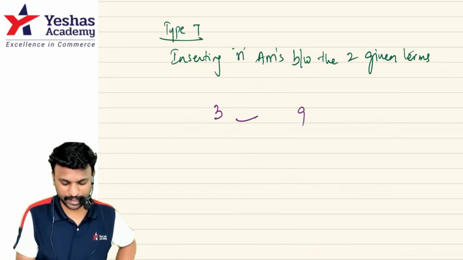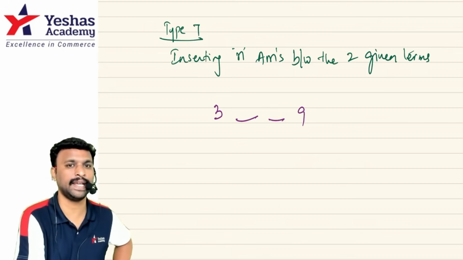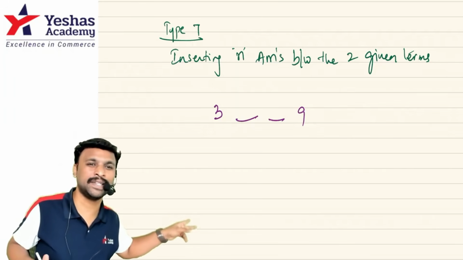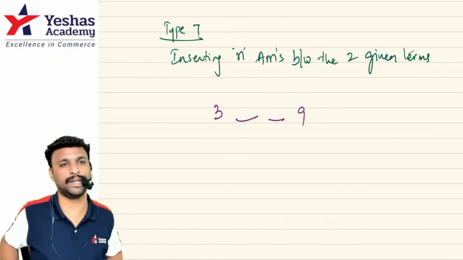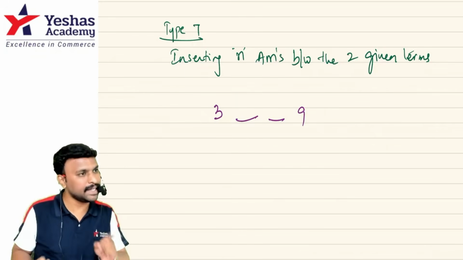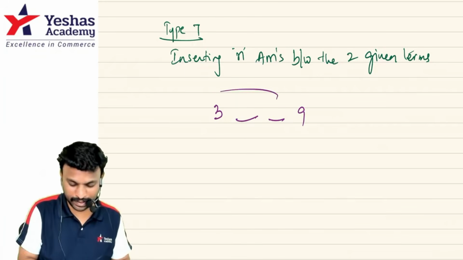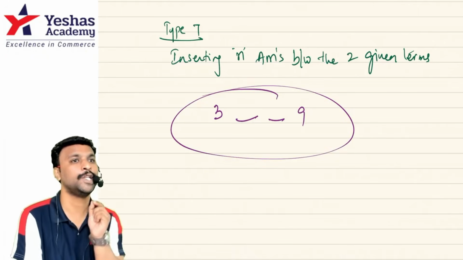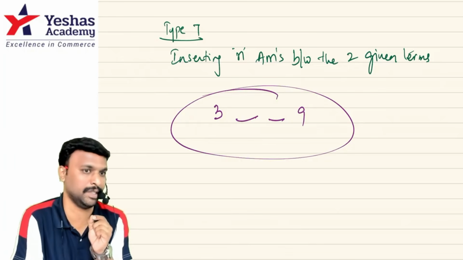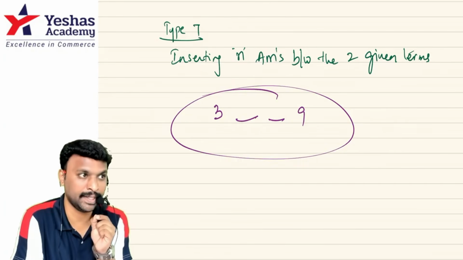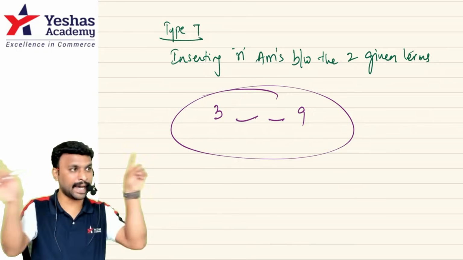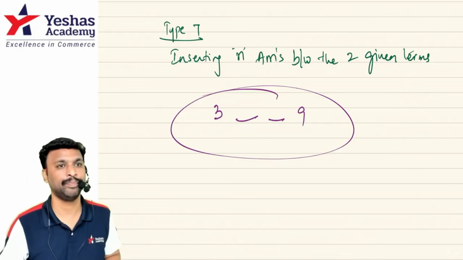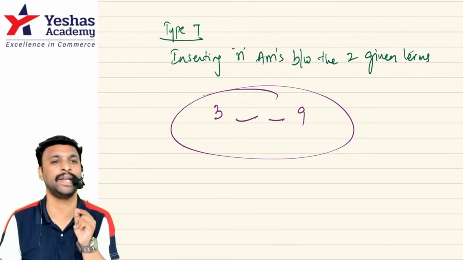You want to insert two arithmetic means between 3 and 9. Here n is equal to 2. Instead of n arithmetic means, I am inserting 2 arithmetic means. On inserting the 2 arithmetic means, the complete sequence, including the 2 given numbers, should be an arithmetic progression. That is what inserting n arithmetic means is.